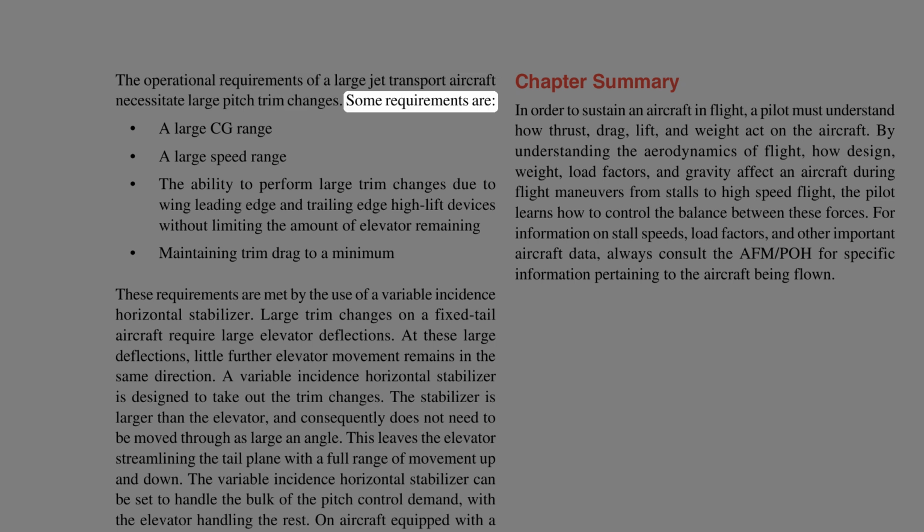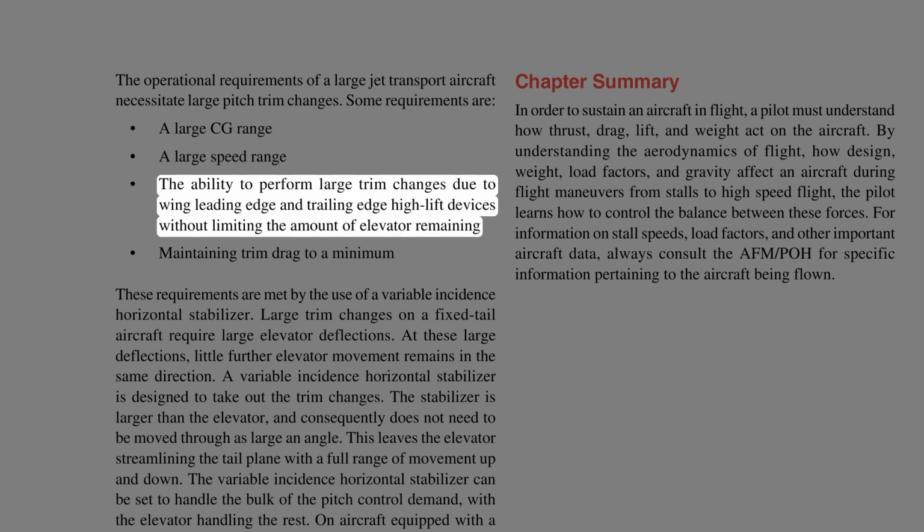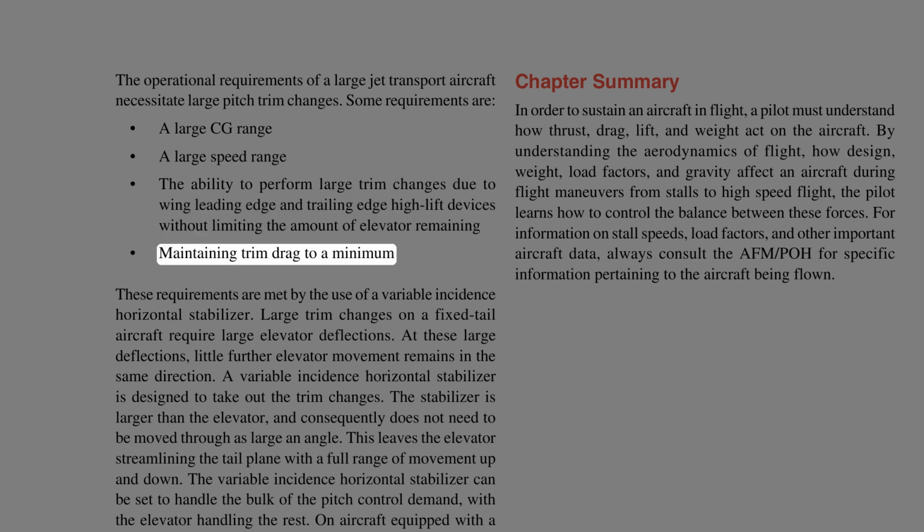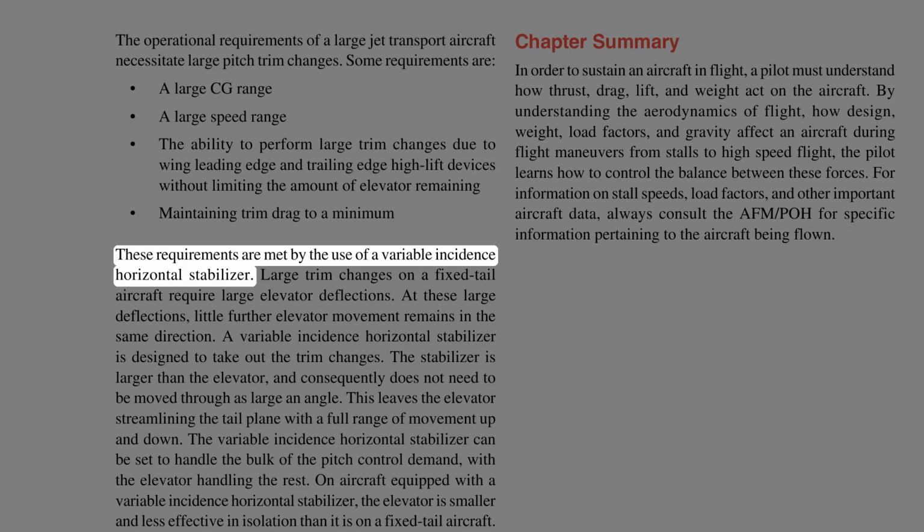Some requirements are a large CG range, a large speed range, the ability to perform large trim changes due to wing leading edge and trailing edge high lift devices without limiting the amount of elevator remaining, and maintaining trim drag to a minimum. These requirements are met by the use of a variable incidence horizontal stabilizer.